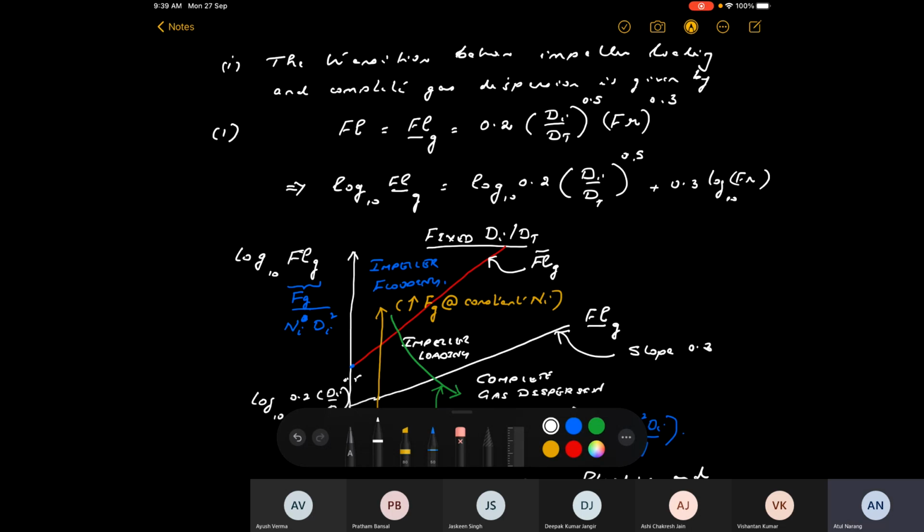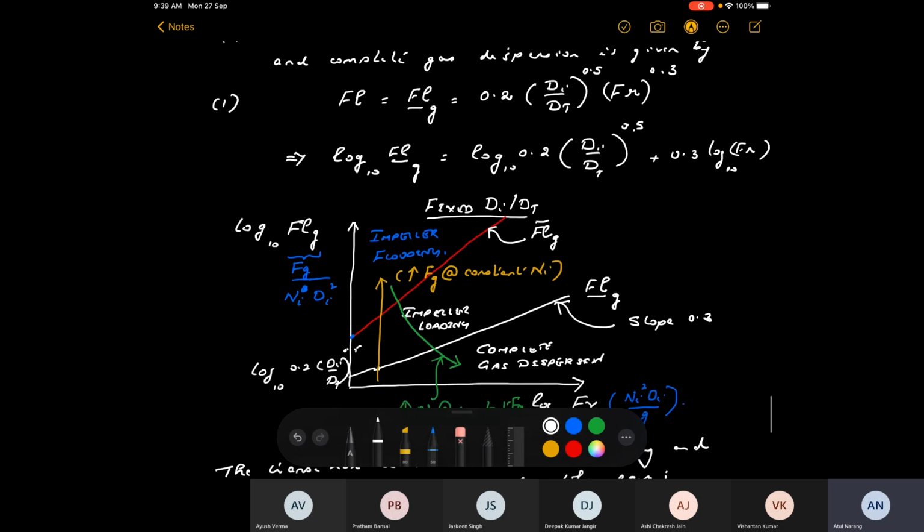And this function is given by this FL under bar G. This is a function of the Froude number as well as the ratio of the impeller to the tank diameter. This is an empirical formula, but it is given in the form of powers. So it can be conveniently rewritten: if you take the logarithm of both sides, you basically get a straight line. Just below that, I have written it in the form of a straight line, which you can see has a slope of obviously 0.3.